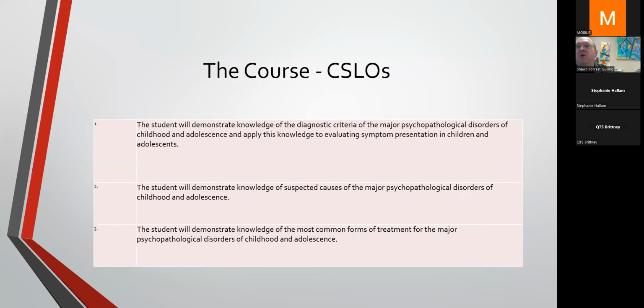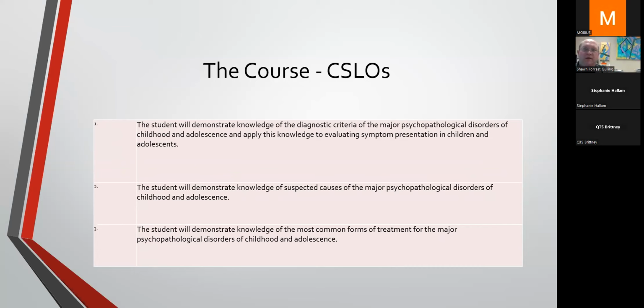And then course student learning outcomes. So we want them to be able to understand that there are criteria for psychological disorders and symptom presentation, to demonstrate knowledge of suspected causes of these psychological disorders, and to demonstrate knowledge of treatments of these disorders.